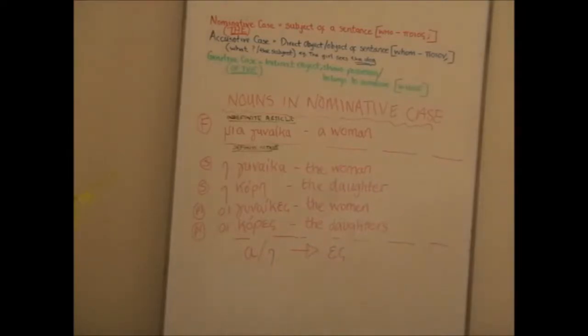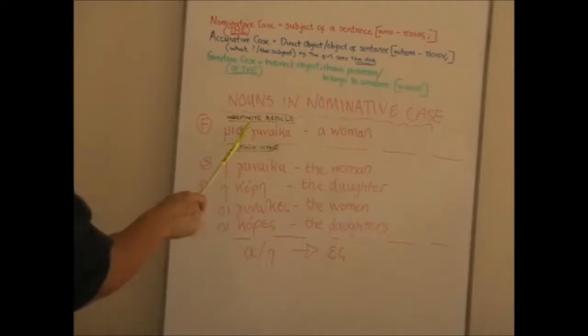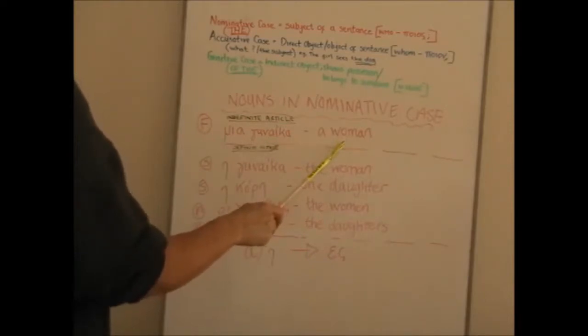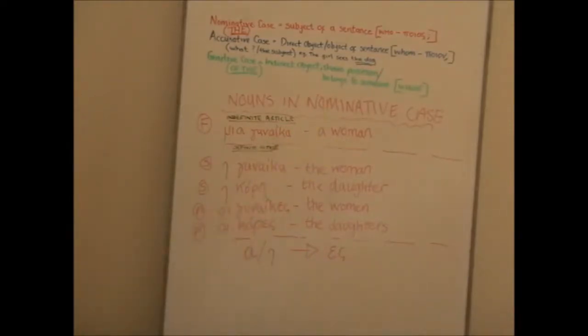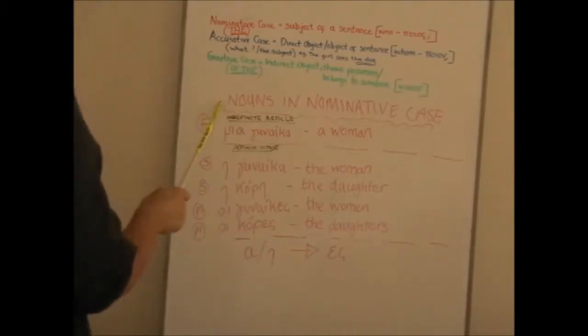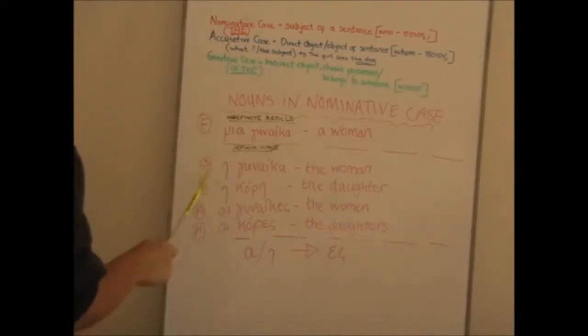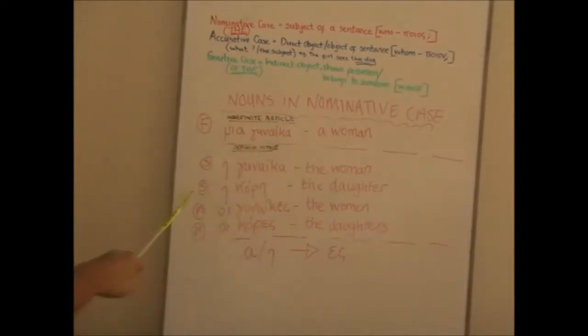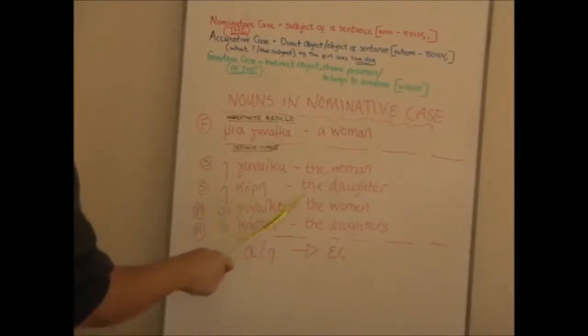So now we're talking of feminine. The indefinite article for feminine is mia, meaning a. Mia gynaika, a woman. One woman. Now we'll speak about the nouns in nominative case. Singular. I γυναίκα, the woman. Another example of singular. I κόρη, the daughter.